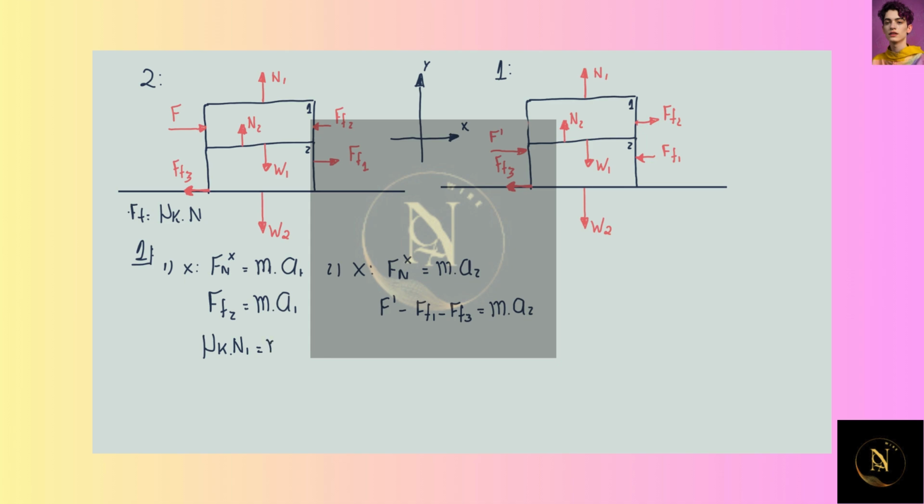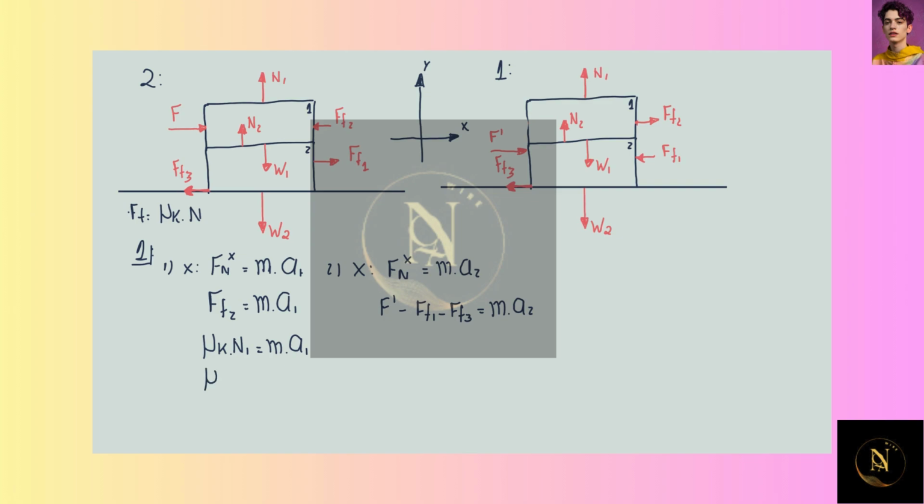And this is equal to the mass of this block times its acceleration. Now notice that on the vertical axis there are two forces acting on block number 1: the normal force and the weight force. So as block number 1 is not moving in this axis, the only possibility is that the normal force is equal to the weight force.